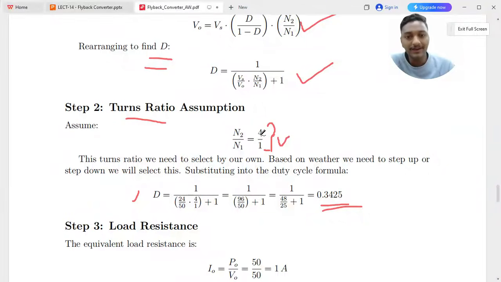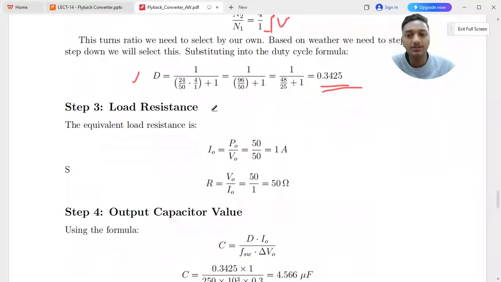If I consider 8 by 1 for N2 by N1, I may get a different D. If I consider a different turns ratio, I get a different D. But for the N2 by N1 I have considered, I got D equal to 0.3425. So whether in open loop or closed loop, I need 34.25% as my duty. This is for sure for this particular N2 by N1.